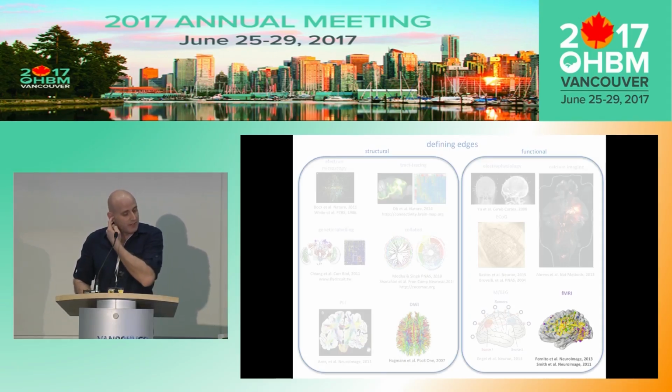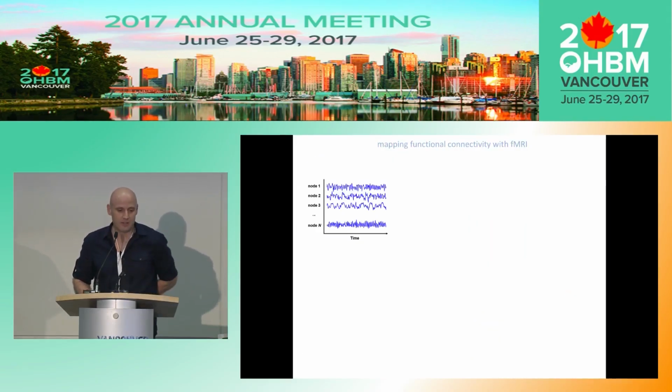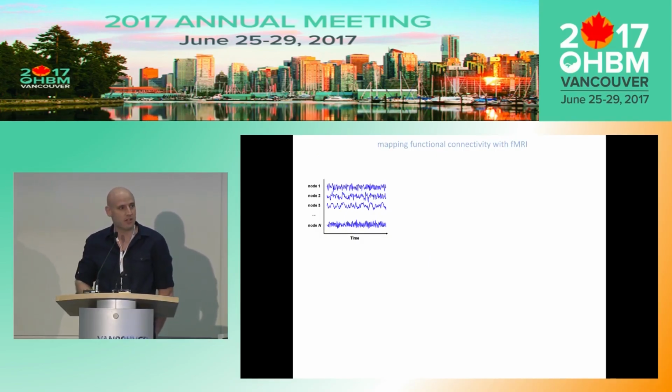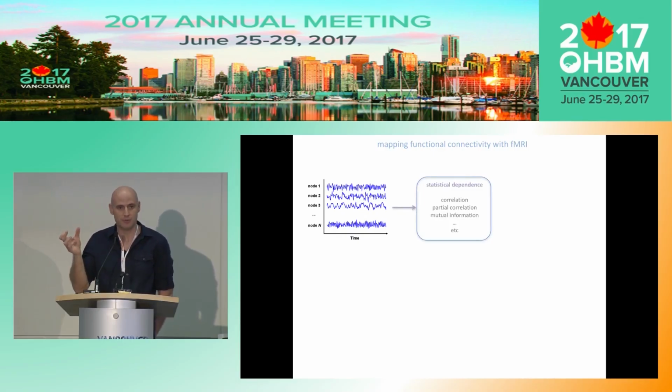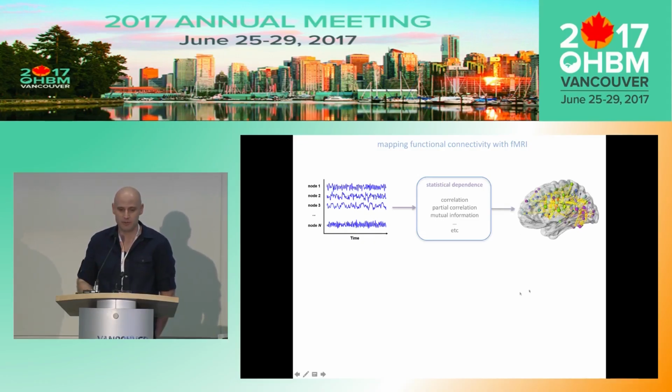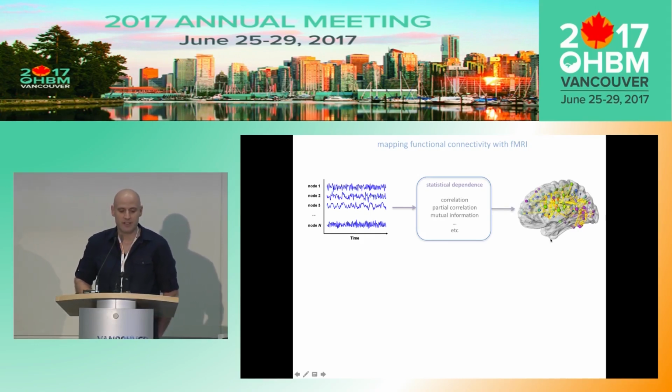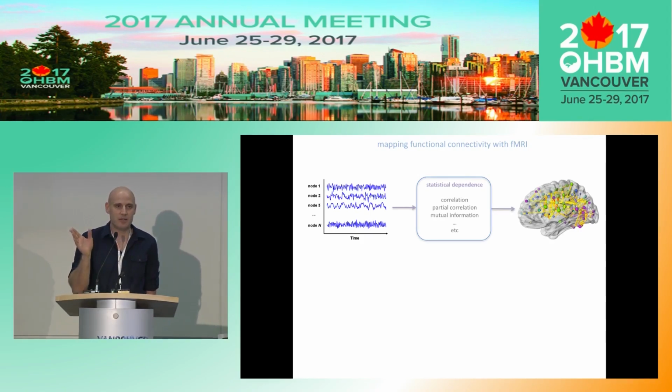So now I'll talk about functional connectivity. With functional connectivity, we record brain activity over time, so we get some measure of signal fluctuations over time in each of our regions or our network nodes. And then we compute some measure of coupling between those signals. It could be correlation, partial correlation, mutual information, whatever our preferred metric is. We do that for every pair of regions, and then we can build a network from those measures.